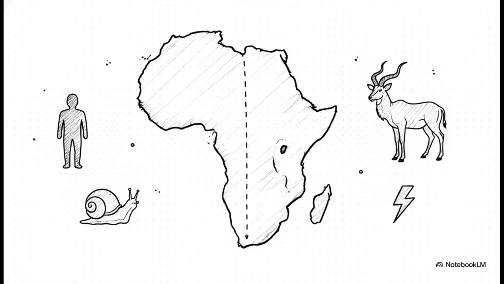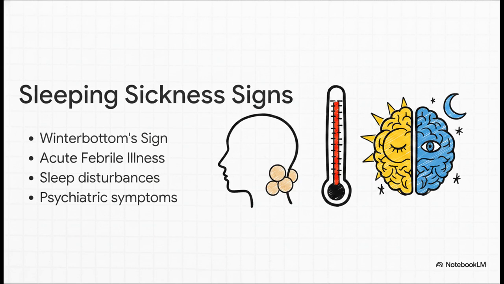If an East African game park ranger or, say, a tourist on a short-term safari gets sick rapidly, you are definitely thinking rhodesiense. Let's take a look at the key signs. Just like Romana's sign for Chagas, sleeping sickness has its own pathognomonic marker, and that's Winterbottom sign. This is the enlargement of the posterior cervical lymph nodes. And listen carefully, you must associate this exclusively with the slow-moving Gambian-C variant.